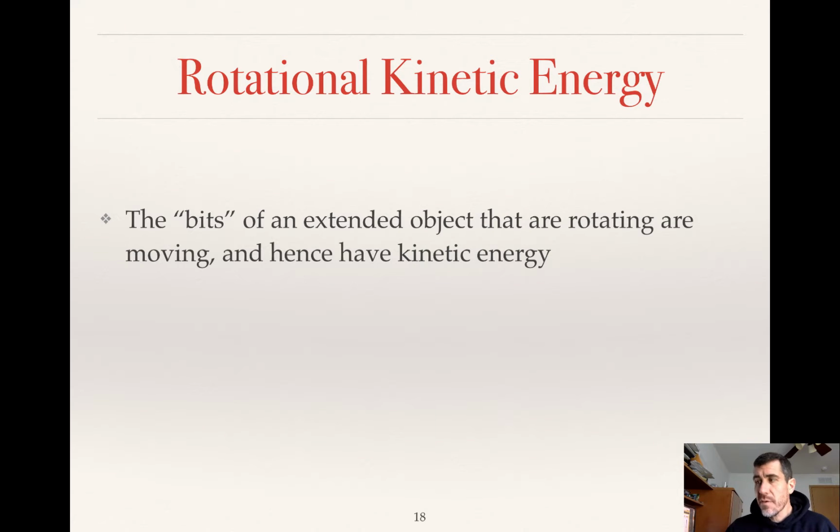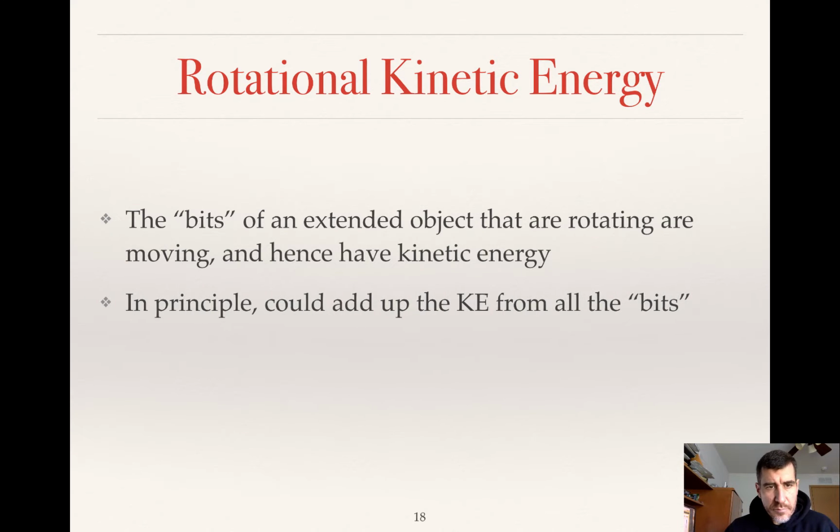So if you think about an object that's rolling or rotating, imagine a tire that's spinning around, you could think about the little bits of the object moving, and so they're going to have kinetic energy. In principle, we don't really need a new kind of kinetic energy since it's just motion, and you could take all your little bits, and for each one of those you do 1/2 mv squared to get the kinetic energy, and you just add it all up.